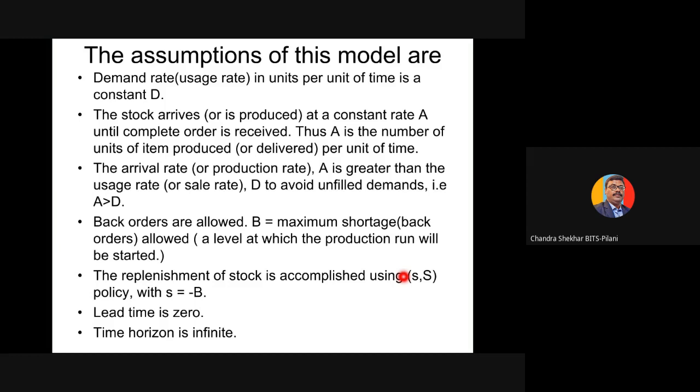The shortage of more than B items we cannot afford. So it is the level of affordness, the level at which the production run has to start. Means at that time you have to start the production system, because more than that you cannot afford the shortage.